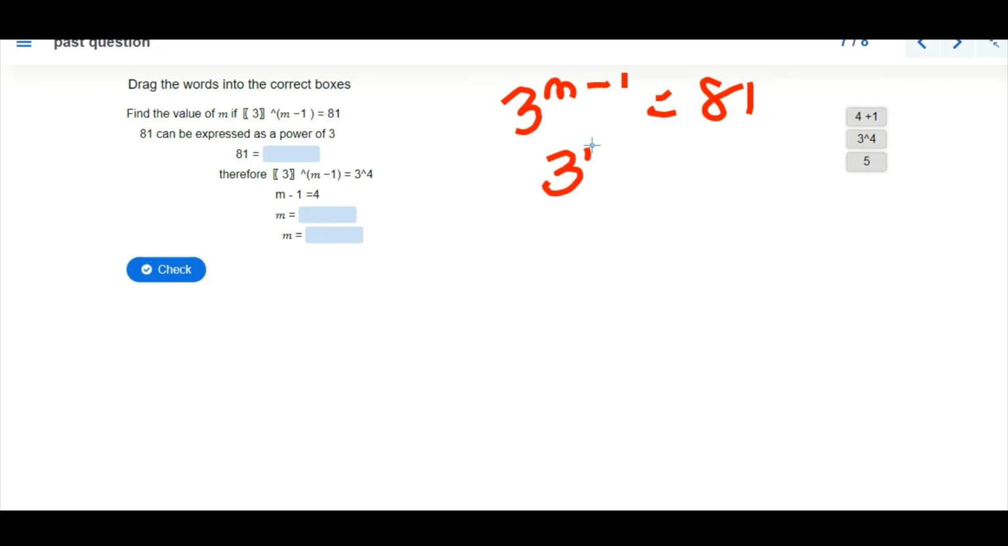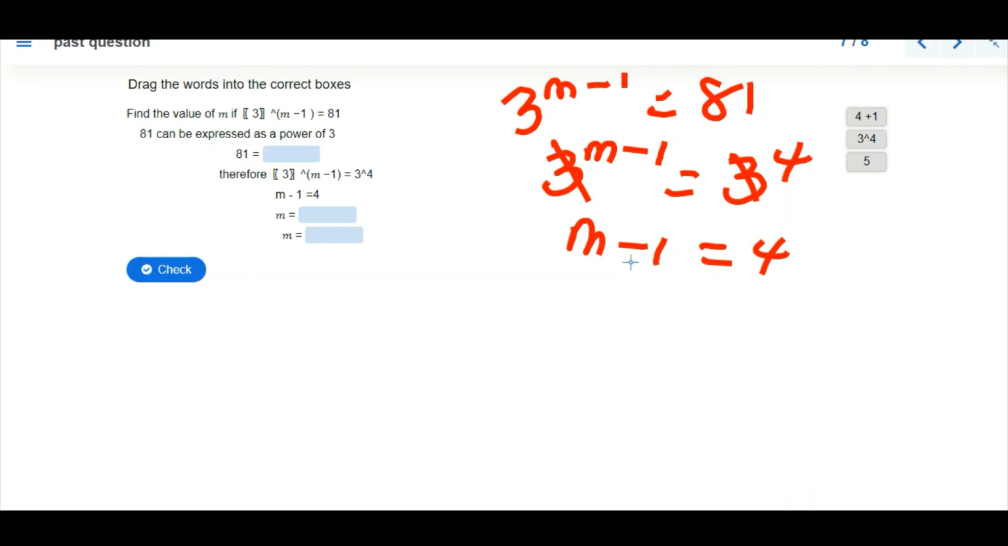So we can have 3 raised to power m minus 1 equals 3 raised to power 4. So having that, we cancel 3. We have m minus 1 equals 4. Now, since we have minus 1, it crosses to the other side and changes to plus 1. So we have m equals 4 plus 1. So m equals 5.